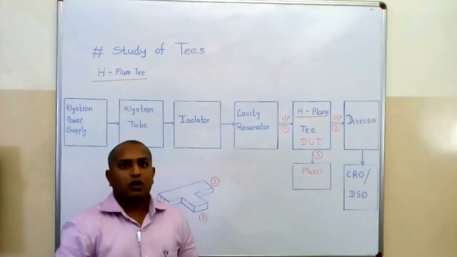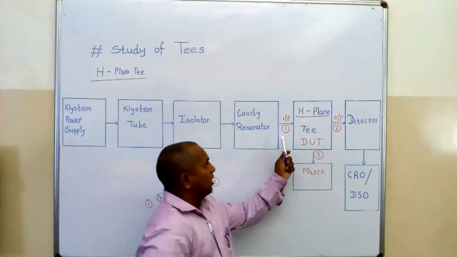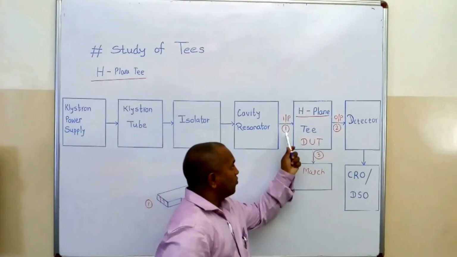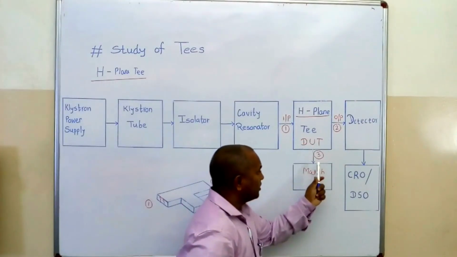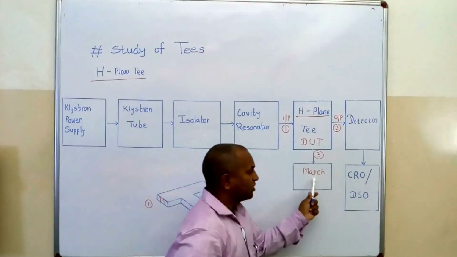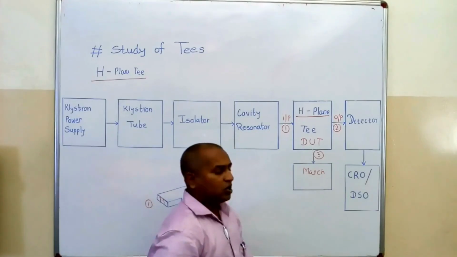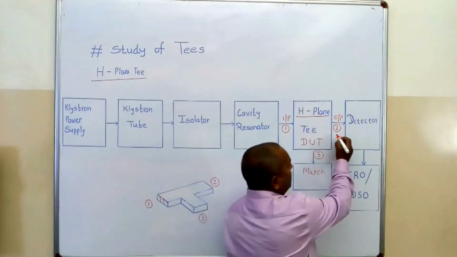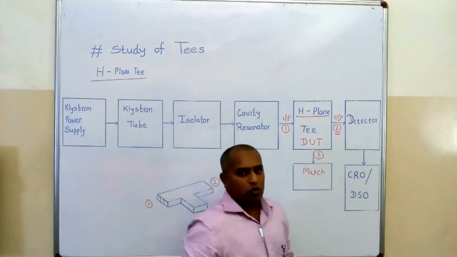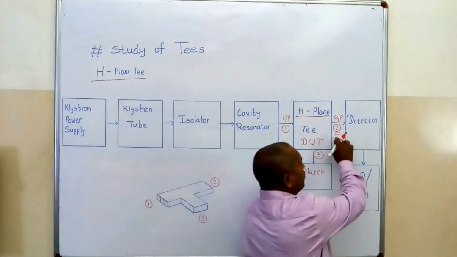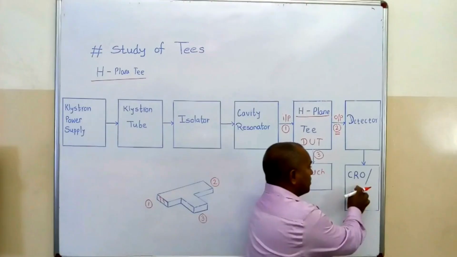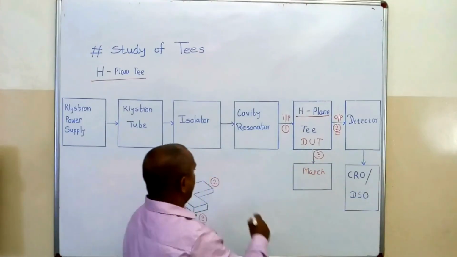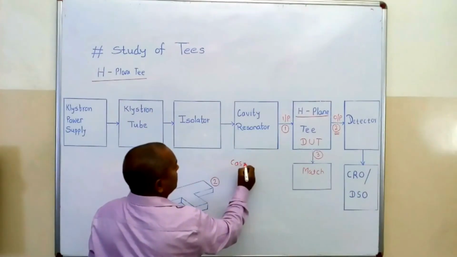Now let us see the working. My port 1 is the input. My third port is a matched port, meaning there is perfect matching. So definitely I will get an output across port number 2, and that output we can measure by using a detector on a CRO. This is case number 1.